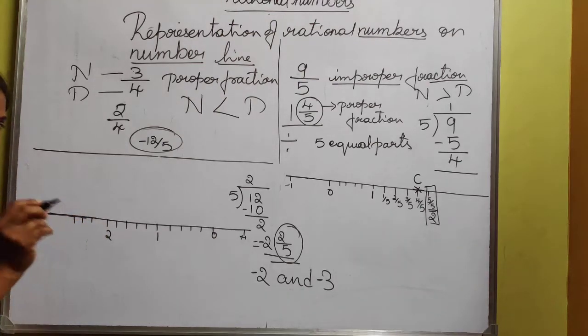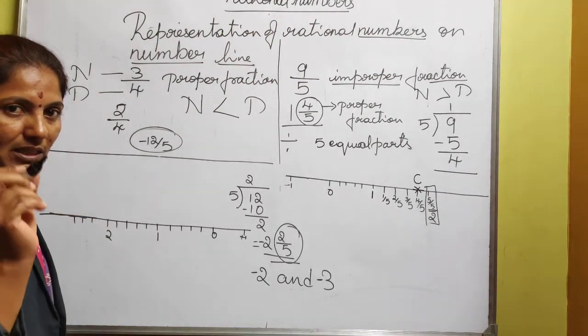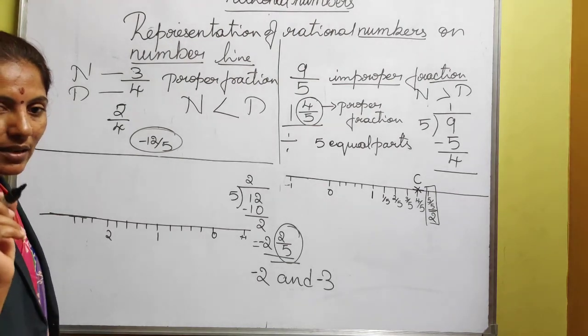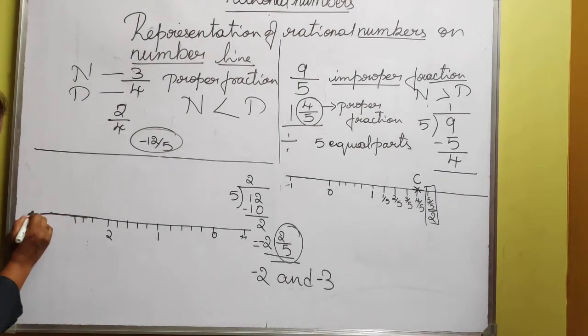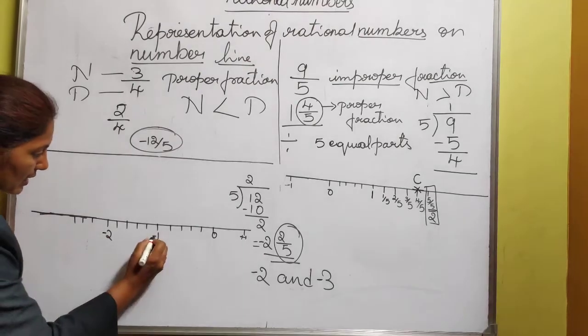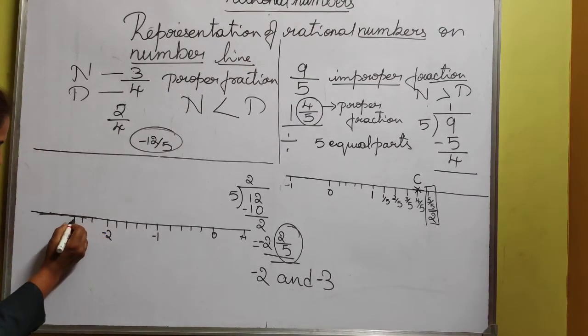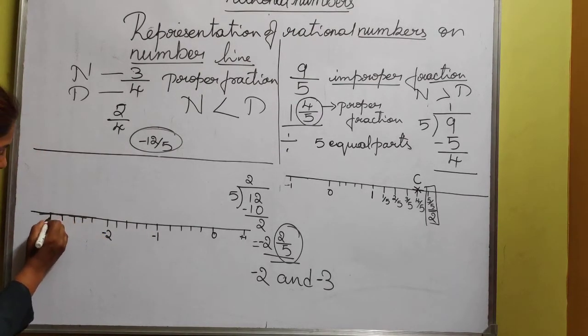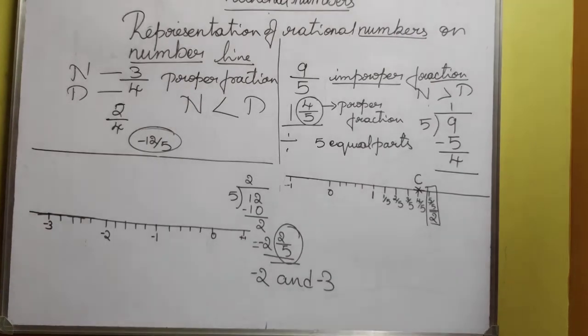Don't use freehand when you are drawing the line. Please make use of the scale and pencil. Okay, so this is -2, -1, 1, 2, 3, 4, and this is 5. And I'll mark this as -3.